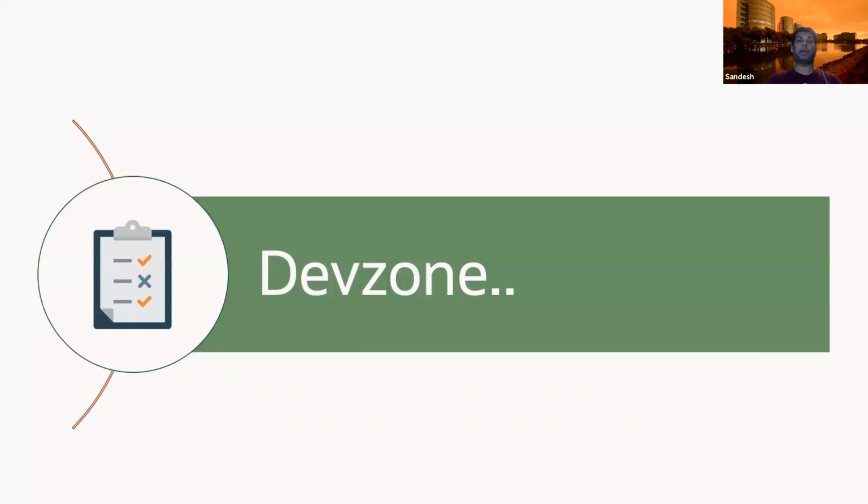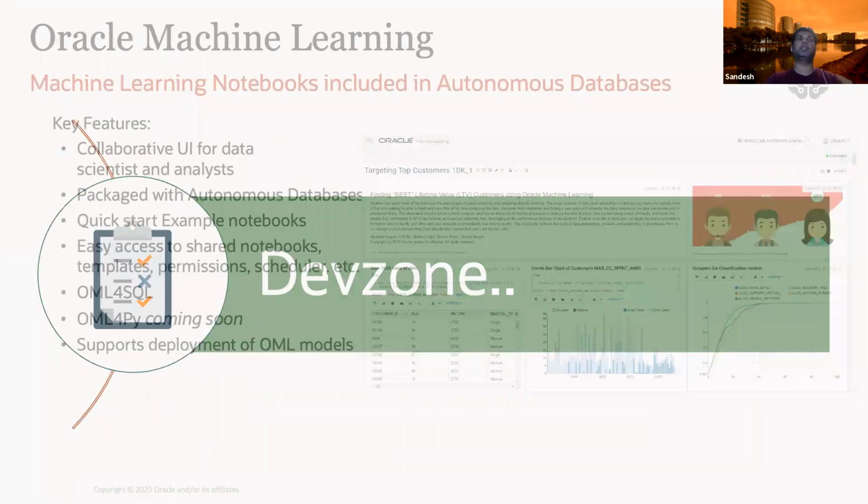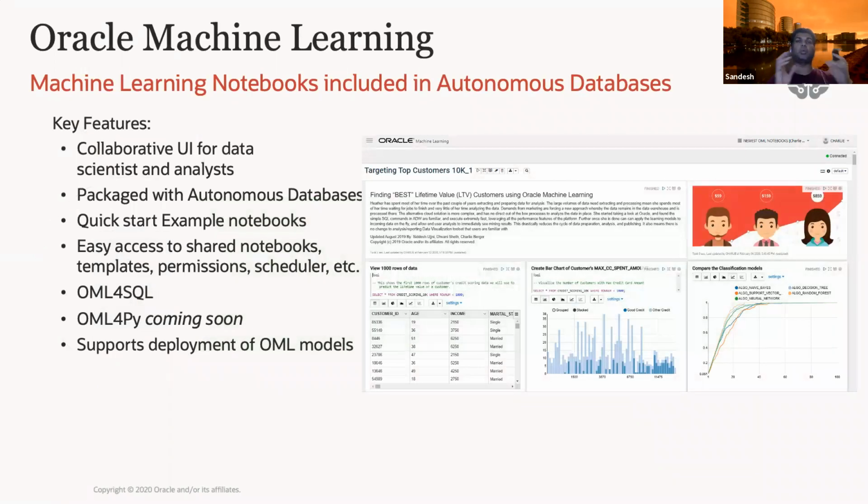Let's take a step away and go into the dev zone. This is a topic that I wanted to go more into depth on, but I knew I wouldn't have time. But here's a cool thing. There are many other people covering this in other sessions. There are machine learning notebooks, which are Zeppelin notebooks within the autonomous database, and there are a lot of ways to create them. OML for SQL is what is actually there. OML for Python allows you to do Python-based workloads and also interact with scikit-learn and other frameworks like PyTorch that are already there.